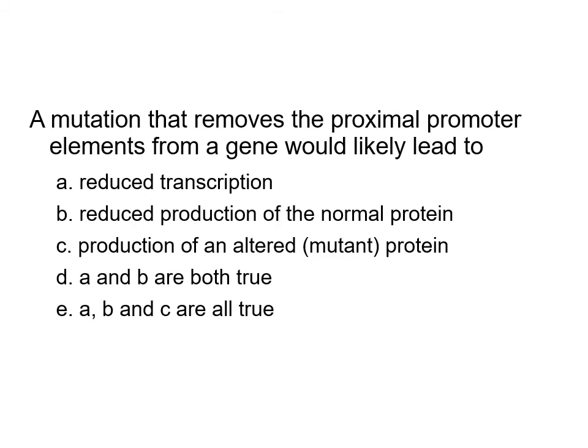A mutation that removes the proximal promoter elements from a gene would likely lead to reduced transcription, reduced production of the normal protein, production of an altered mutant protein. A and B are both true. A, B, and C are all true. I would vote for D in this case.